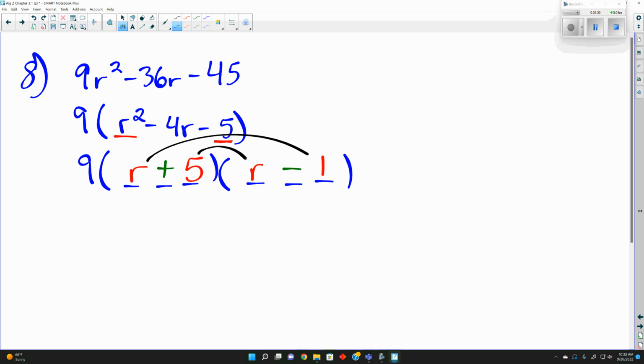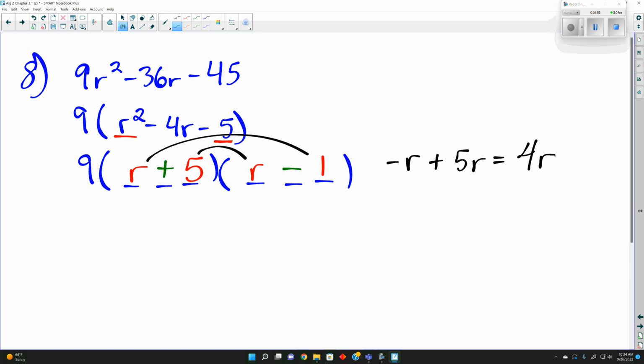Now r times negative 1 is negative r. 5 times r is going to be plus 5r. And negative r plus 5r is positive 4r. Is that what we wanted? No, we wanted negative. So switch positive on the other side.